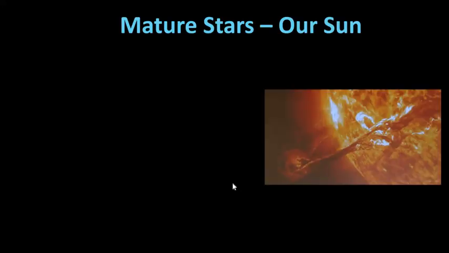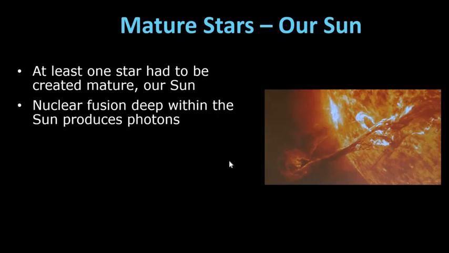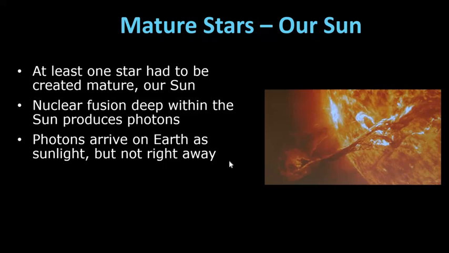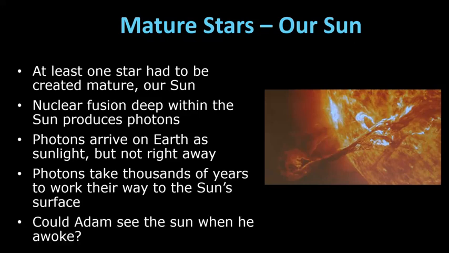What about mature stars? Well, at least one star had to be created mature, which was our sun, to give heat and light and energy to our planet. Nuclear fusion deep within the sun provides photons. Photons arrive on Earth as sunlight, but not right away. Secular scientists believe that photons take thousands of years to work their way to the sun's surface. So based on that, could Adam even see the sun when he awoke?